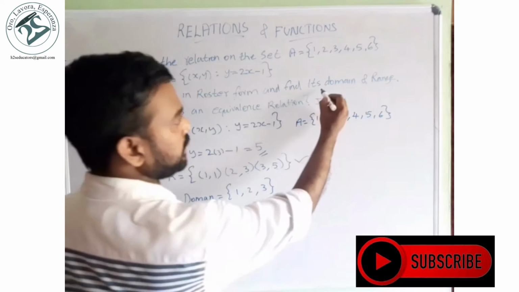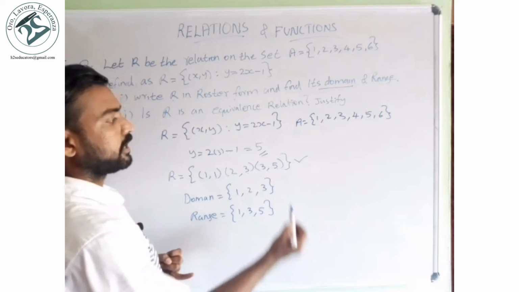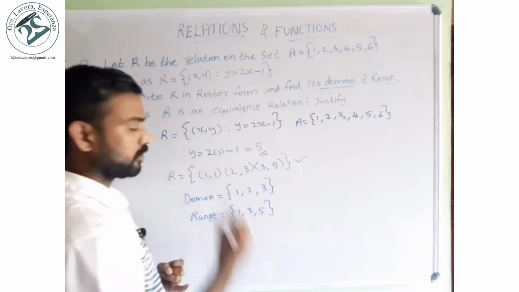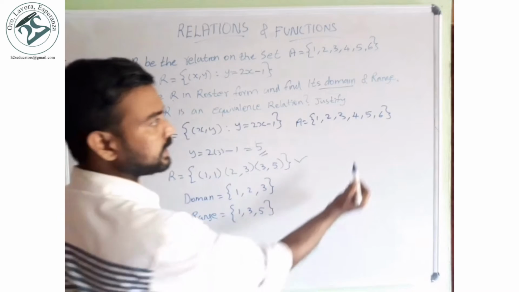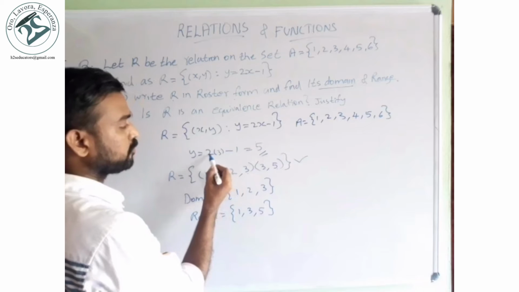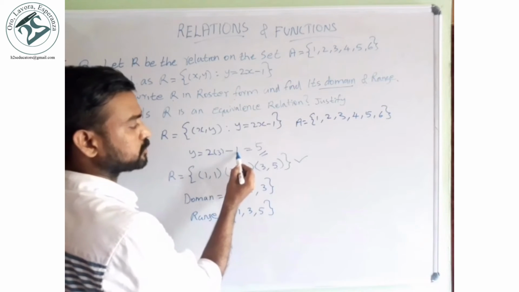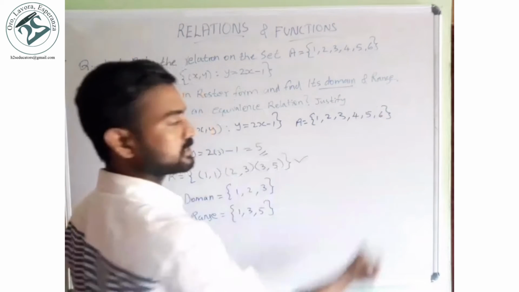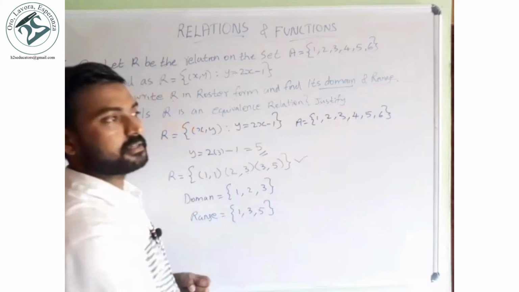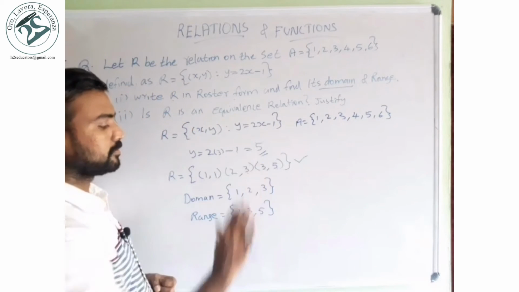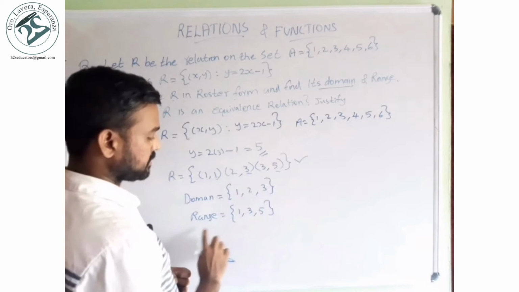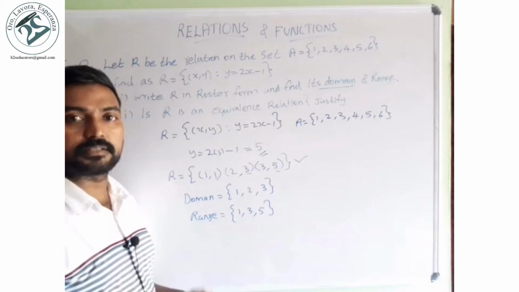And find its domain. Domain means the x values. That means here x is 1, here 2, here 3. So 1, 2, 3 is the domain. Why did we not select the next number 4? When we give 4, 2 fours are 8, 8 minus 1 is 7. But 7 is not existing in the given set. This relation always exists within the set, so that will not be selected. Range means the y values 1, 3, 5. These are the elements in the range.